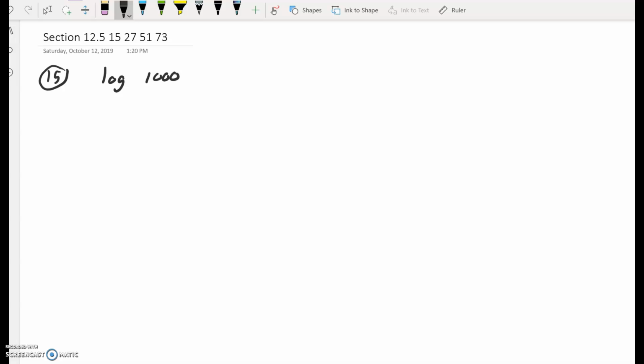So problem 15 asks us to use a calculator to do this problem, and we're going to do that. But we notice first that this is the same thing as the log base 10 of 1,000. If there is no base on a logarithm, it's always base 10. And this is the power that you would raise 10 to get 1,000, and that is going to be 3. So calculator or not, this equals 3.